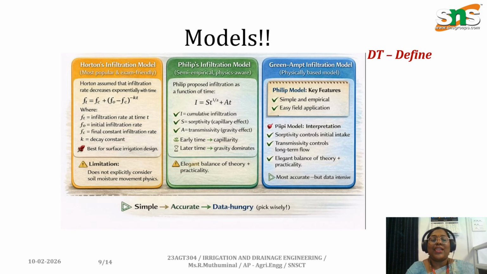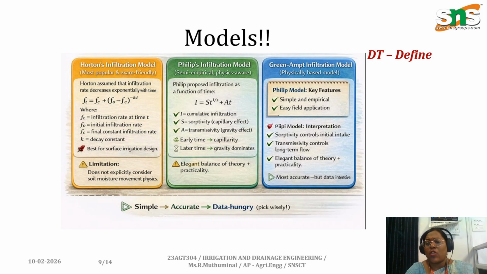So this is the equation, that is Ft equal to Fc plus (F naught minus Fc) whole power minus Kt, where Ft is infiltration rate at time t, F naught is the initial infiltration rate, Fc is the final constant infiltration rate, and as usual K is the decay constant. This is the best method that could be used during surface irrigation designs, but it does not explicitly consider soil moisture movement physics. So there are certain limitations depending upon the utilization of physics principles.